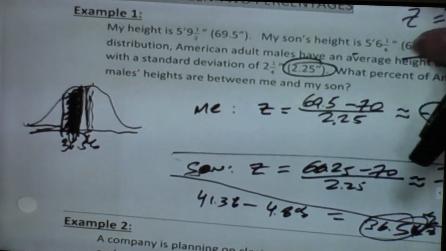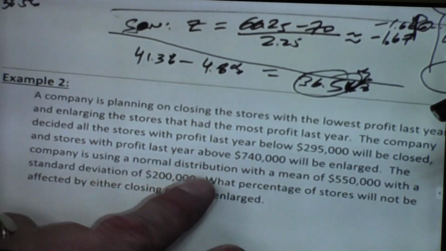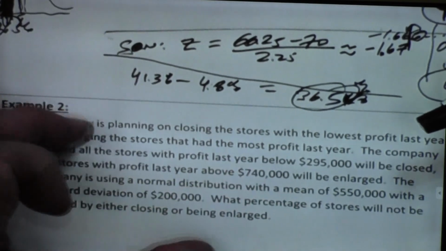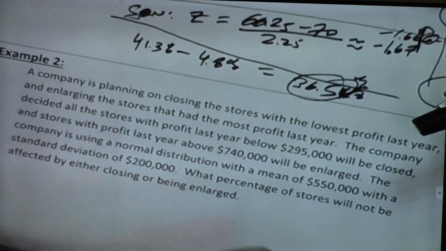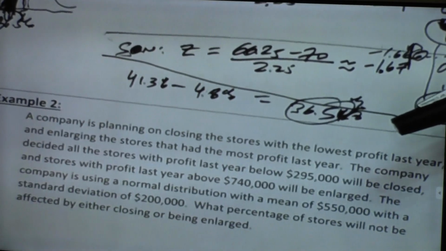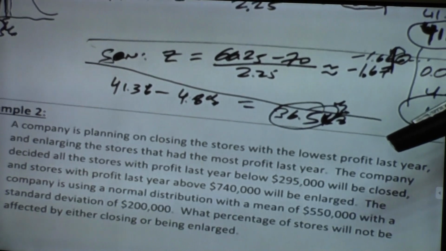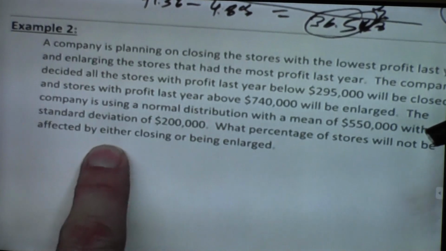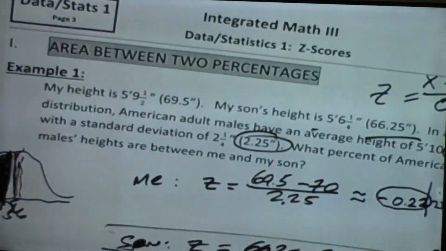The problem underneath is just like it. It's a company closing stores with the lowest profit and enlarging the stores that have higher profit. So I'm not going to do this one right now. I'm going to recommend you do this as a practice problem, and I'll show this tomorrow. But the idea is the same. You're going to need to find out what the percentage is, or what the z-score is, for one and for the other, and figure out what's in between. Because the question is, what percentage of stores will not be affected? They're not being closed and they're not being enlarged. So it's really the same concept as this.